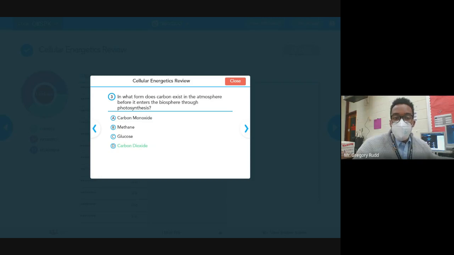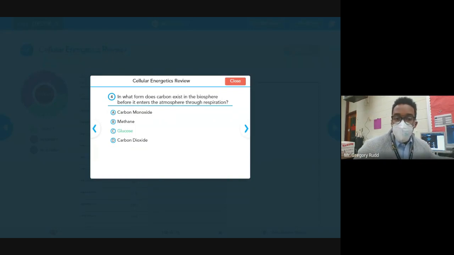In what form does carbon exist in the atmosphere before it enters the biosphere through photosynthesis? I'm trying to emphasize the relationship between the two in this question. The atmosphere is, of course, the gases that are above the surface of the planet. And the biosphere is all those living organisms that make up ecosystems. Those that do photosynthesis take carbon dioxide. That's the gaseous form of carbon. They take that carbon dioxide and then they use it to make glucose.